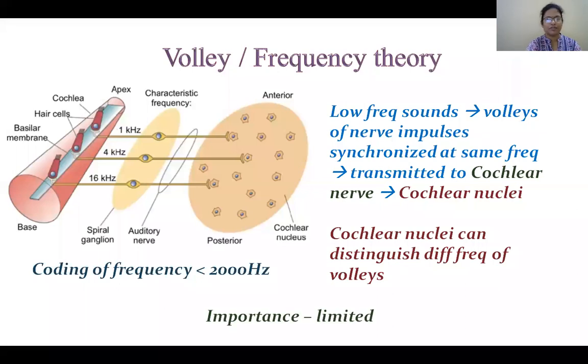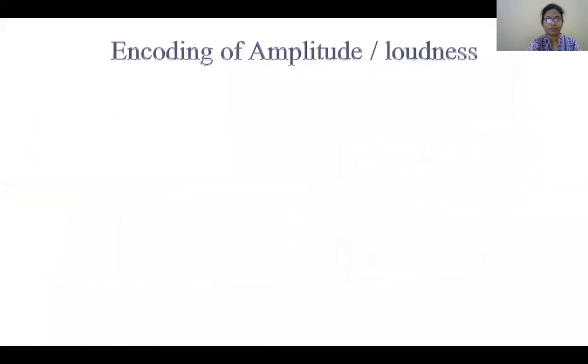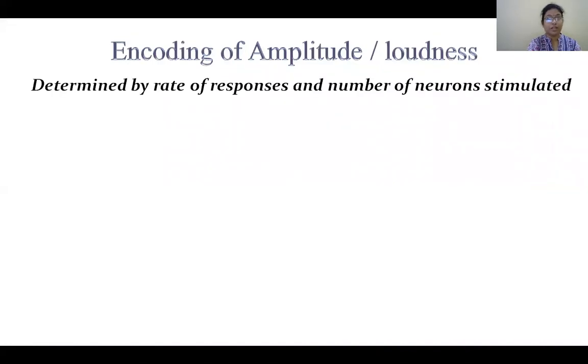Usually it is of very limited importance. The most important theory is the place theory, but in the exam when a question is asked about the theories of hearing, you have to mention both of them. Now, how is the loudness or the amplitude of the sound encoded? It is determined by the rate of responses and the number of neurons which respond to sound.